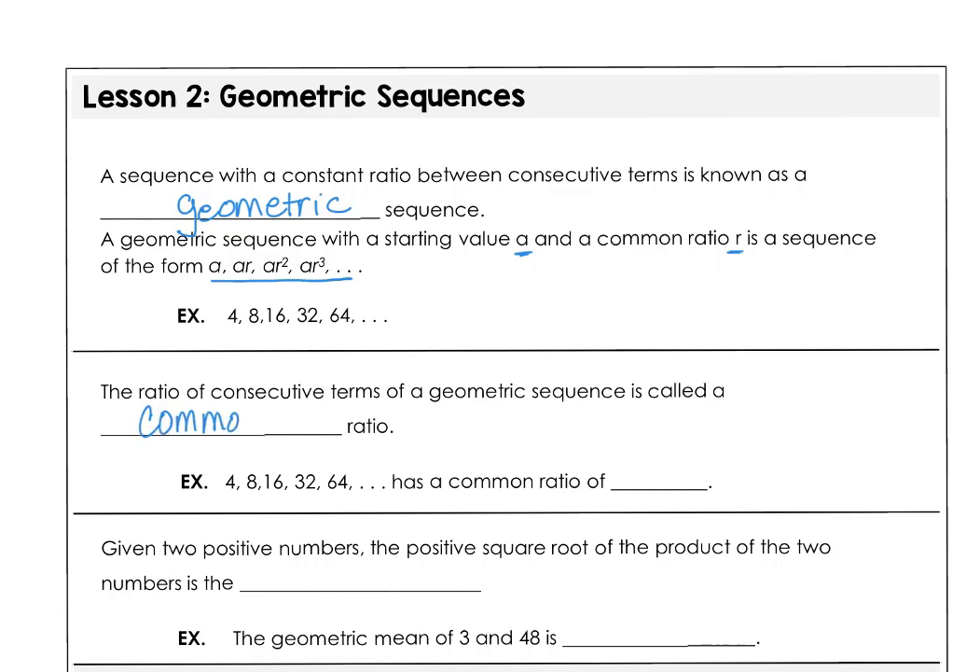And in our example that we're using here, you can see that the common ratio is 2. 4 times 2 is 8, 8 times 2 is 16, and so on.